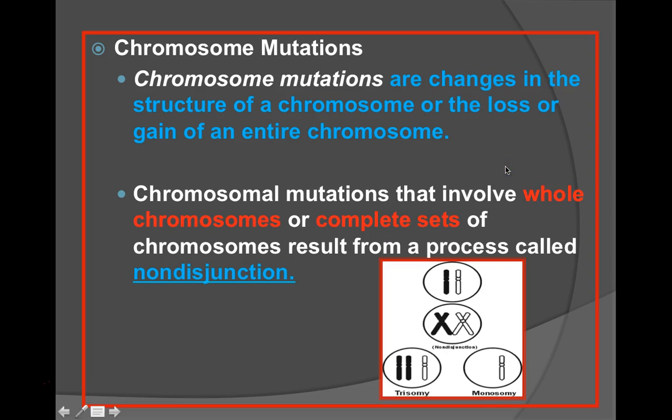Chromosomal mutations are extremely harmful because they're affecting multiple genes at one time. Chromosomal mutations typically occur in meiosis, and they result in a process of non-disjunction, which just simply means that there's an uneven splitting during either meiosis 1 or meiosis 2.